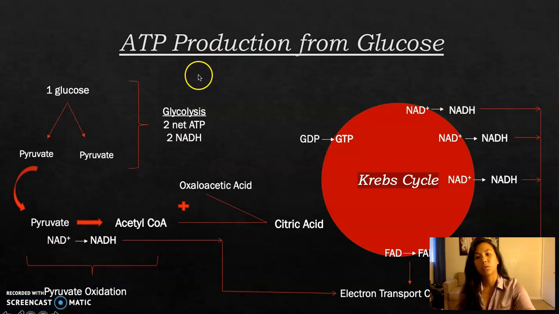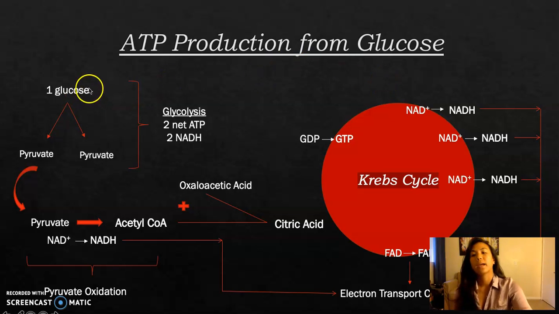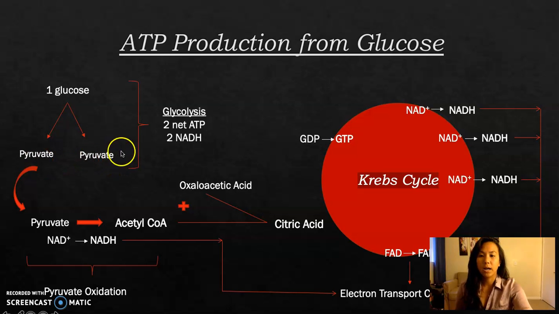Now to start, we'll go over ATP production from one molecule of glucose, and we'll take that one molecule of glucose right here, and what it'll do is go through glycolysis. And in this process, the products are 2 pyruvates, 1, 2, and it also produces a net of 2 ATP and 2 NADH.